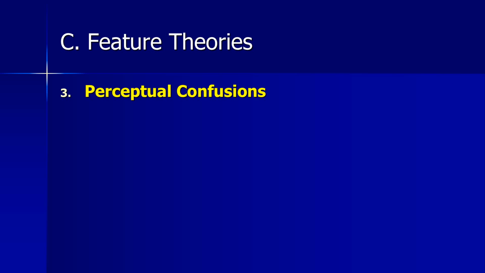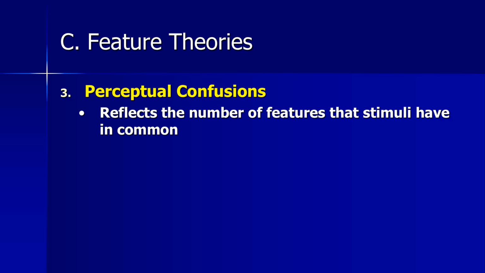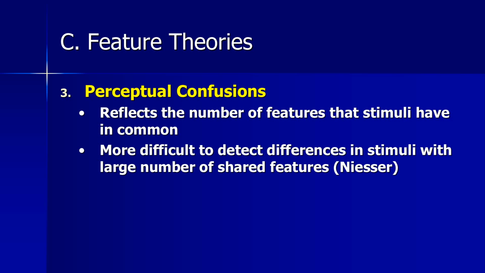One of the direct predictions of template matching theory are what we call perceptual confusions. And the idea here is that it's harder to recognize a stimulus if it's embedded within things that have a bunch of other features in common. So the number of features that stimuli have in common makes it more likely that we'll have perceptual confusion. So it's more difficult then to detect differences in stimuli with large numbers of shared features. This was discovered by Ulrich Neisser, and in fact the demonstration I had you do on your own this last week is tied directly into Neisser's work, and we'll talk more about that next week. For now, we'll talk a little bit about that study here in just a moment.